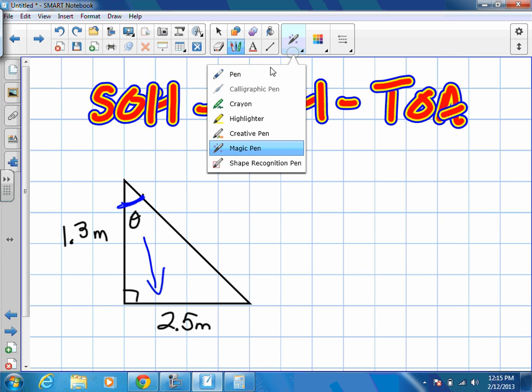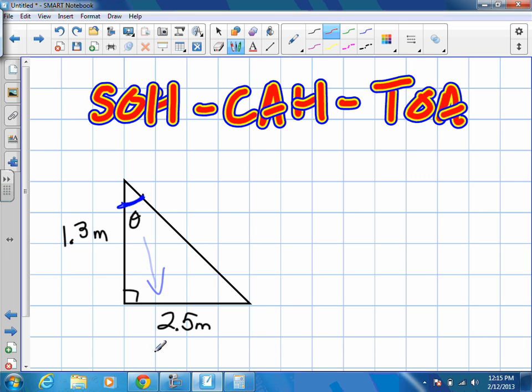So how can I label that side? What would it be called? Opposite. That's right. That would be considered the opposite side. This side does not touch the angle at all. So in order to be the opposite side, it cannot touch that angle.